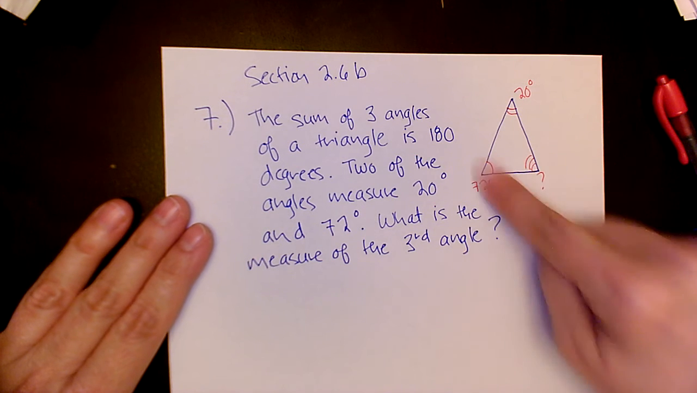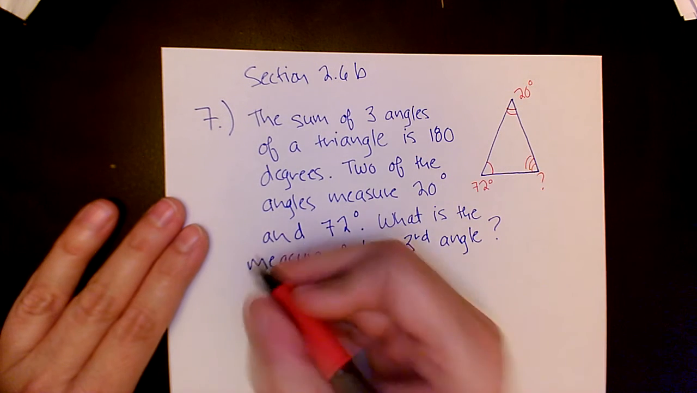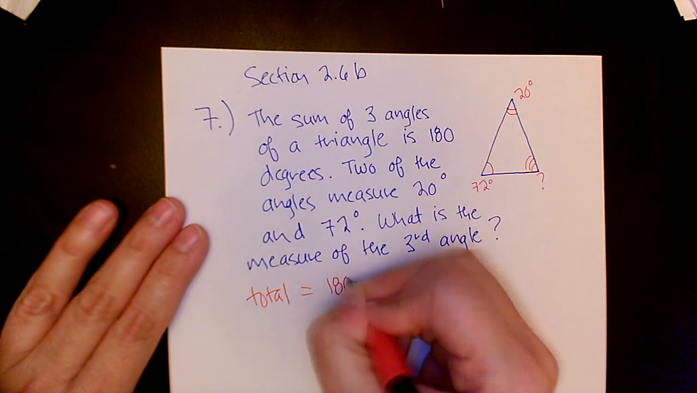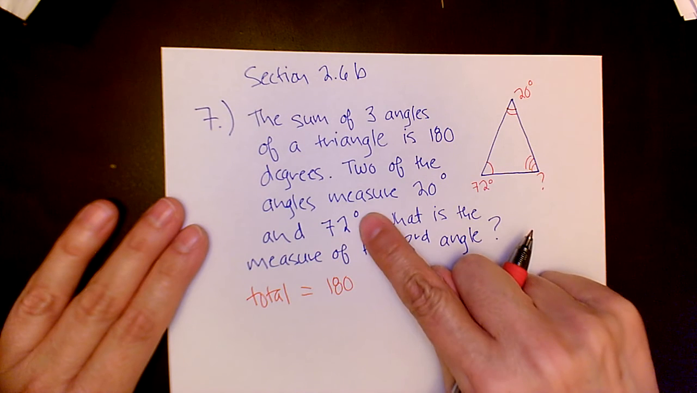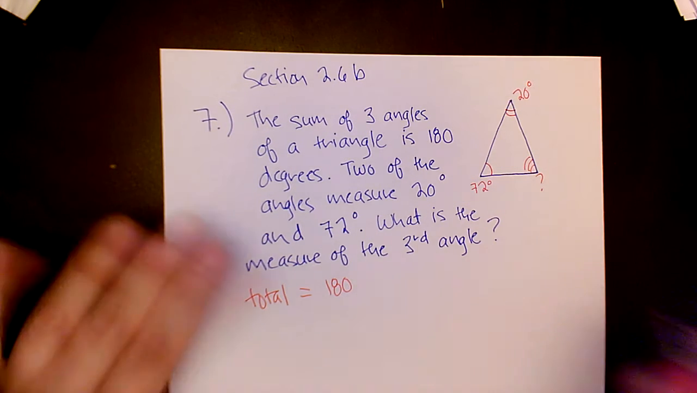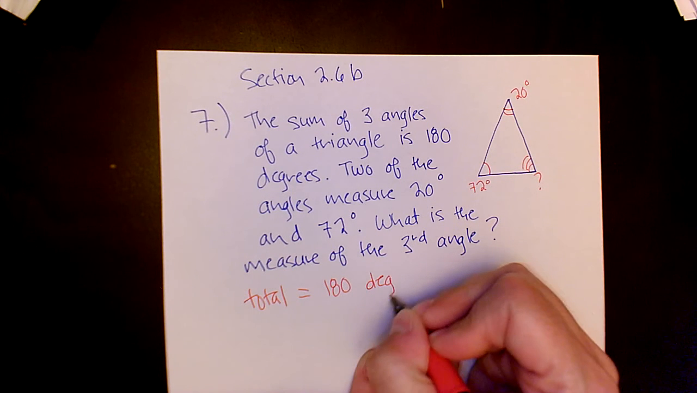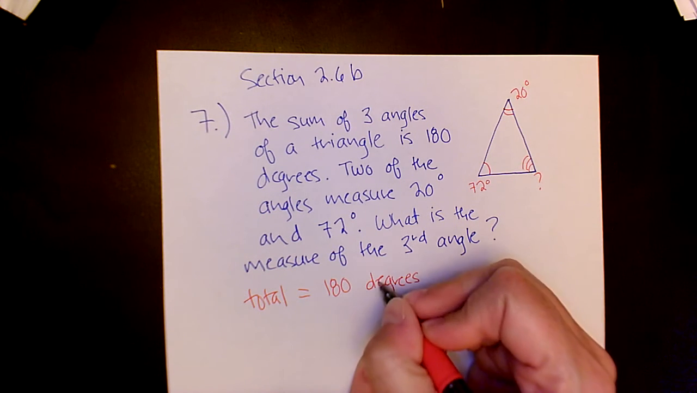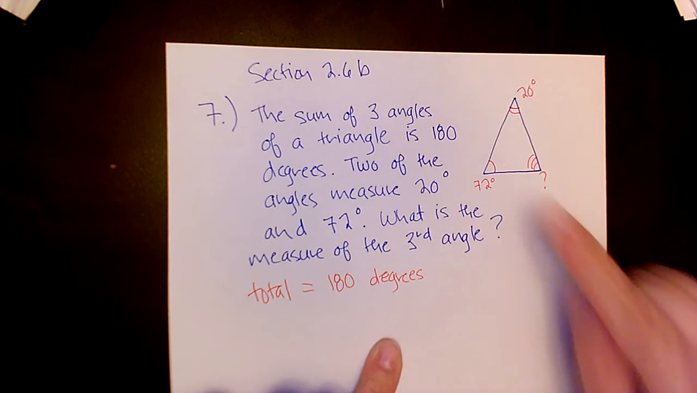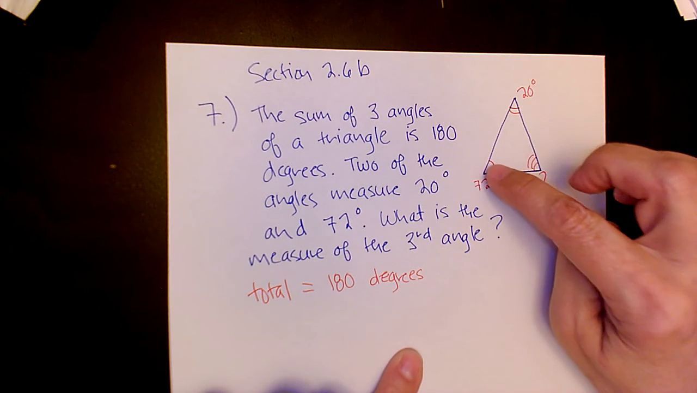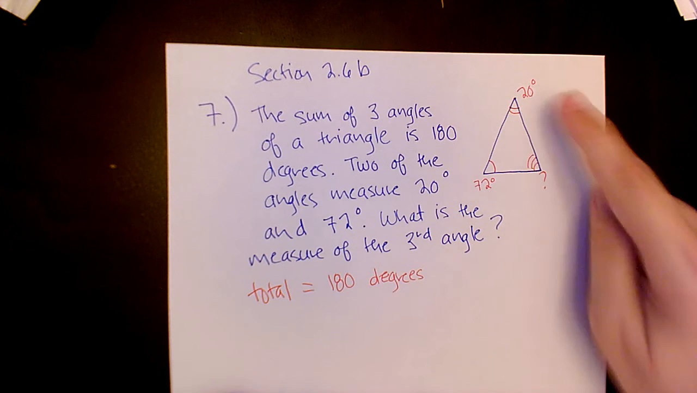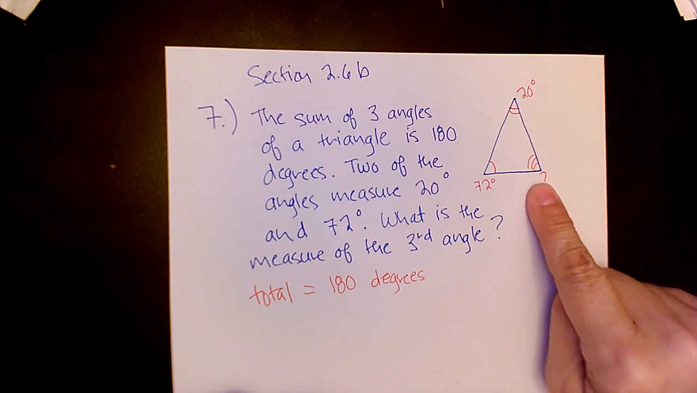And I know that the total, let me write this down. I know that the total number of degrees is 180. And don't worry about these little circles, that just means degrees. I know the total is 180 degrees. So these all three need to add up to 180. I know this one's 20, I know this one's 72. Well, what's this?